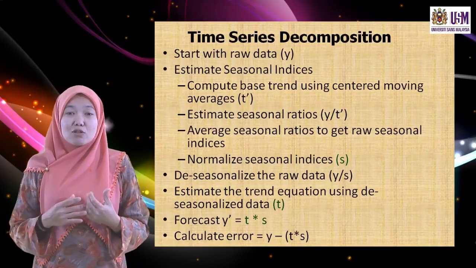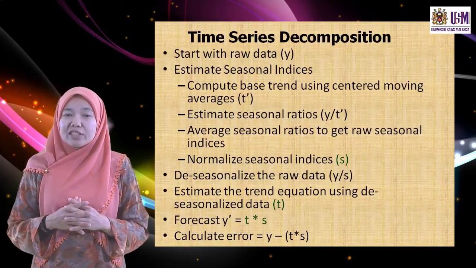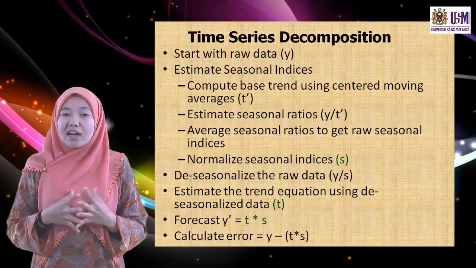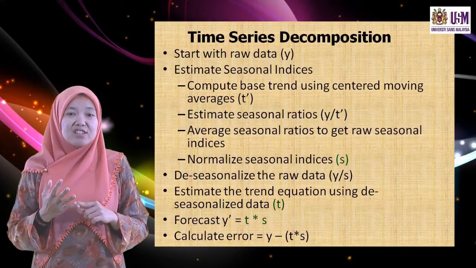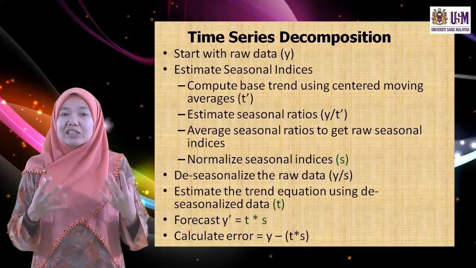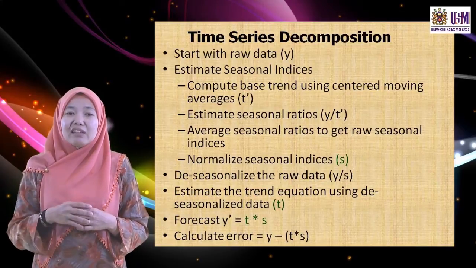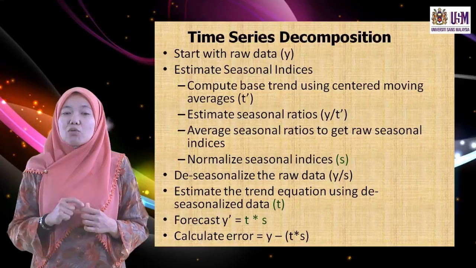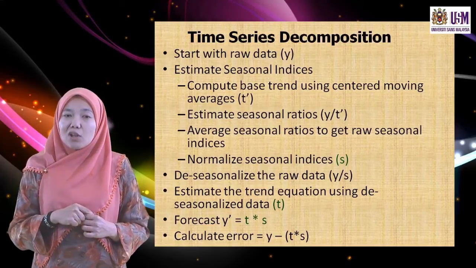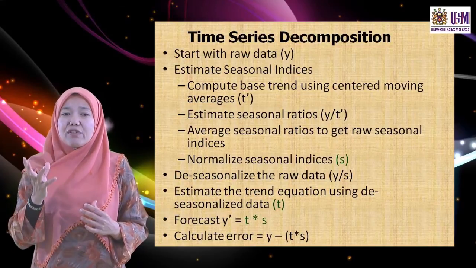Similar to hypothesis testing, where you have 5 different steps, time series decomposition also has steps for taking out the different components of a time series. You start with your raw data, which is known as your Y. After that, you need to estimate your seasonal indices. First, compute your base trend using the centered moving average or just moving averages. What you calculated just now we label as T prime. So that is your trend, which is basically your centered moving average column for an even number of observations, while for an odd number it is just your moving averages column.